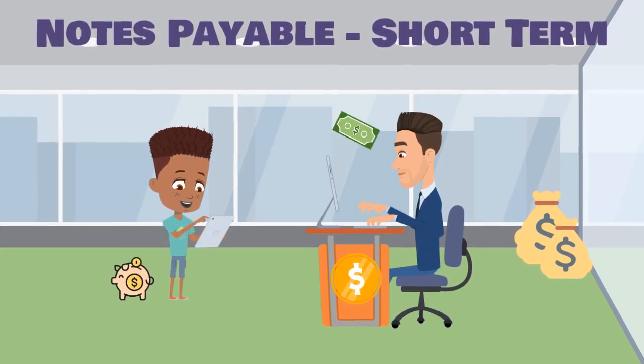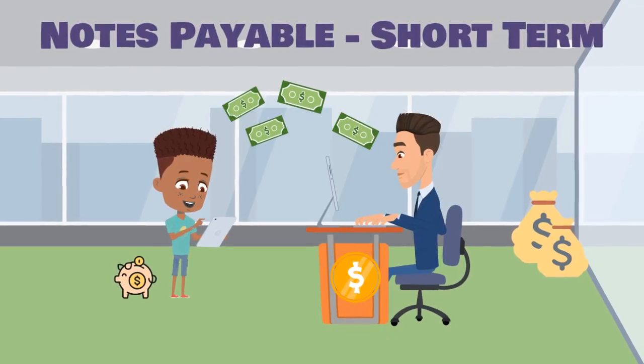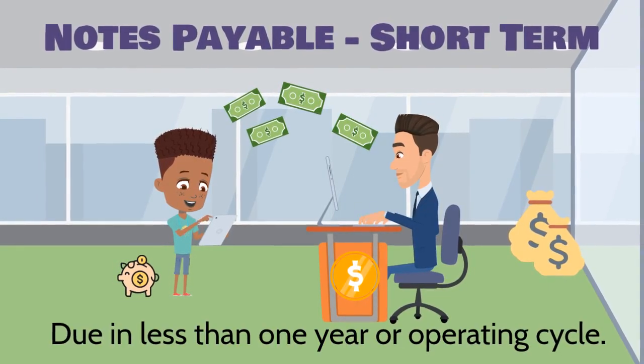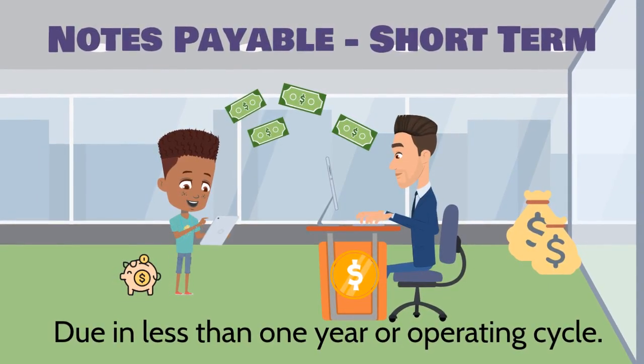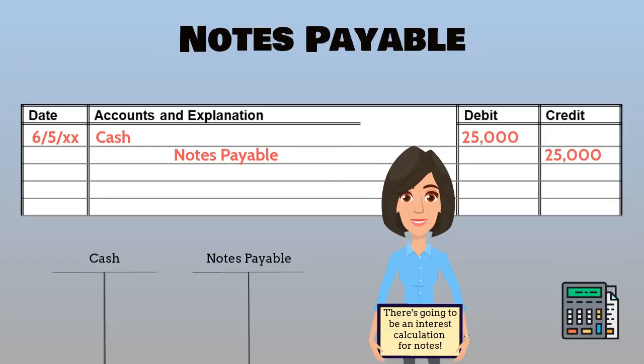Notes payable. Bobby wants to borrow some money from the bank to expand operations a bit, but he's confident that he will be able to pay back the loan in less than a year. That's classified as a short-term liability. The journal entry is a debit to cash for Bobby and a note payable that must be paid in less than 1 year.